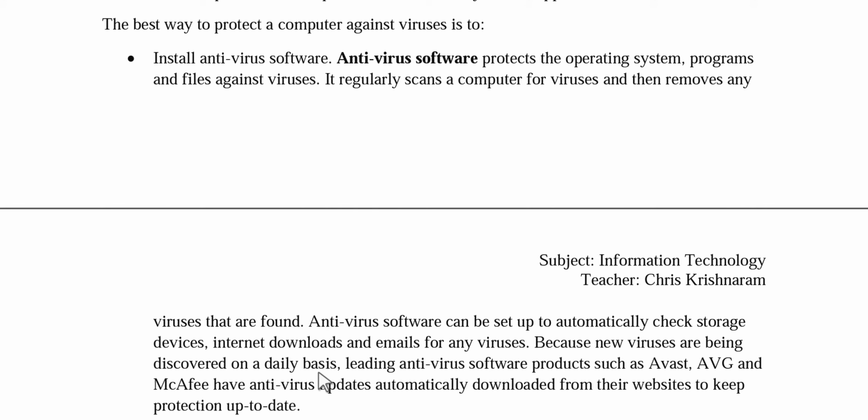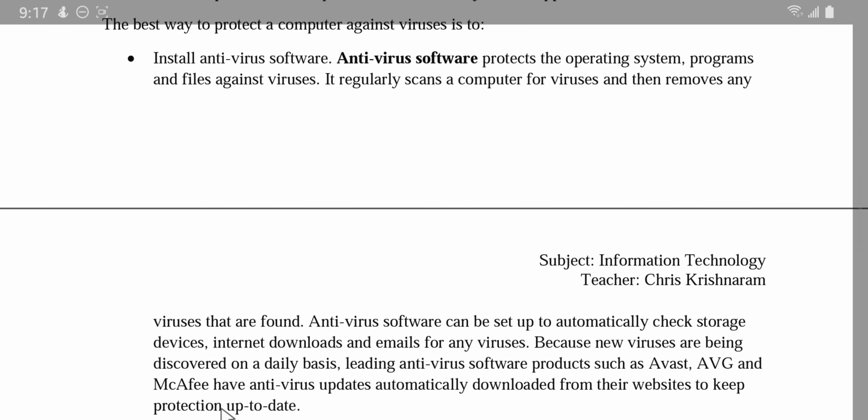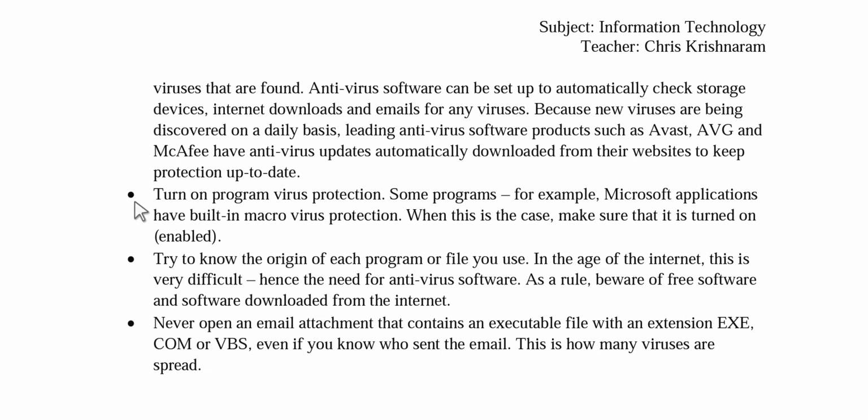Because new viruses are being discovered on a daily basis, leading antivirus software products such as Avast, AVG, and McAfee have antivirus updates automatically downloaded from their websites to keep protection up to date. 2. Turn on program virus protection. Some programs, for example Microsoft applications, have built-in macro virus protection. When this is the case, make sure that it's turned on or enabled.